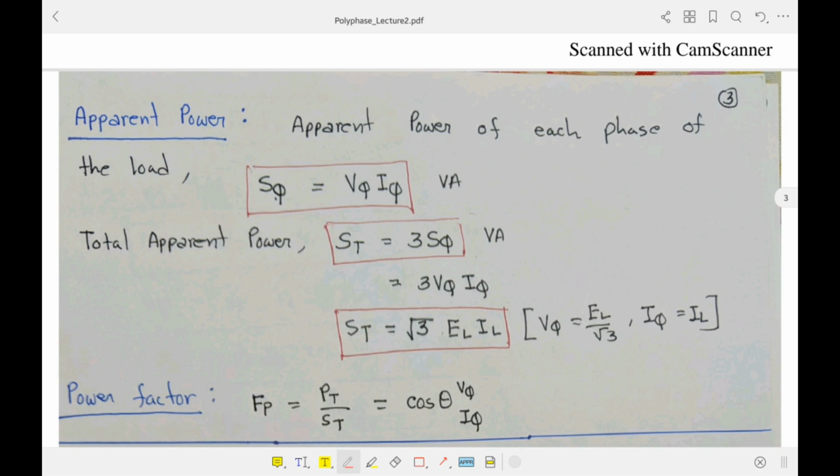Now the apparent power. You know that the apparent power is just the multiplication of voltage and current. So apparent power is just V phi and I phi for a single phase obviously, and then the total apparent power will be 3 multiplied by that single phase apparent power, since it is a balanced phase. So similar to our previous expression, it is 3 V phi I phi, and again if we convert this phase component to line component, it will appear as √3 EL IL.